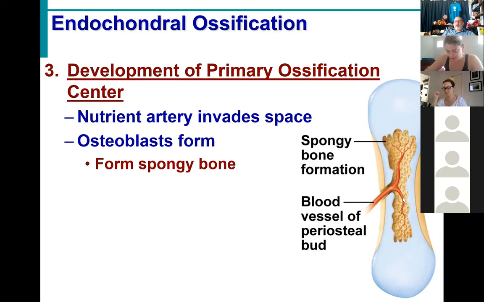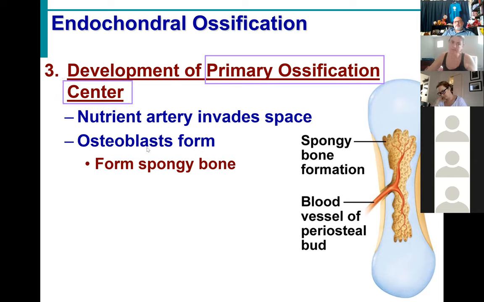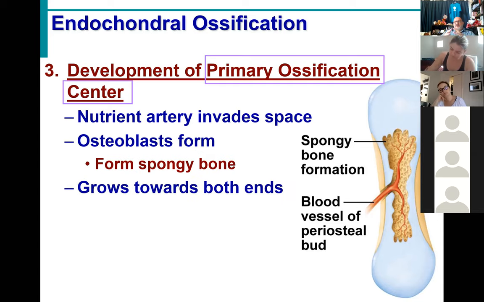And there at the center, we form a small chunk of spongy bone. And of course, that small chunk of spongy bone that forms is our primary ossification center. Of course, it starts as a small chunk of spongy bone, but does it stay a small chunk of spongy bone? No, it's going to expand and it's going to grow towards both ends, and it fills the diaphysis with spongy bone. Which is great, because we are converting cartilage to bone, which is what we want.